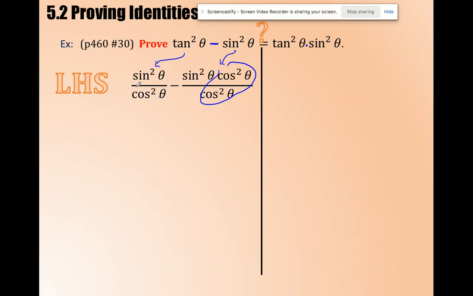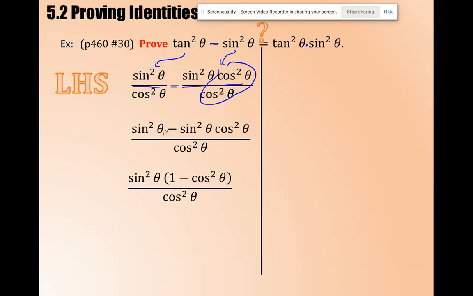Now, what are you going to do when you have 2 fractions and a common denominator? Put everybody on the same numerator, over your common denominator. Now what am I going to do? Factor. Factor a sine squared out, and you get 1 minus cosine squared, right? Do you see that? Factor the sine squared out front. How does that help?